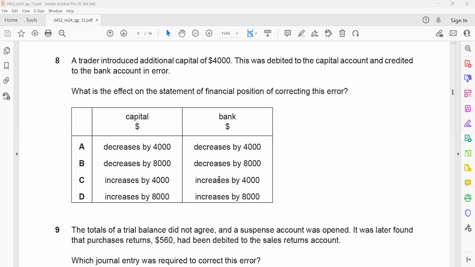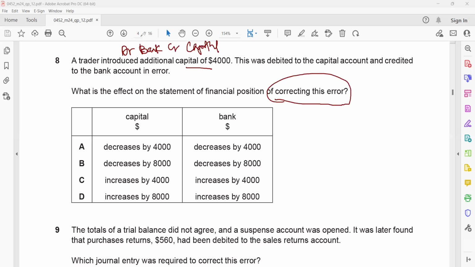Question 8. A trader introduced additional capital of 4,000. This was debited to the capital account and credited to the bank account in error. So when we introduce additional capital, by right, we should debit bank and credit capital account. So now this was debited to the wrong side. Instead of debit, we go to credit bank and debit the capital. What is the effect on the statement of financial position of correcting this error?